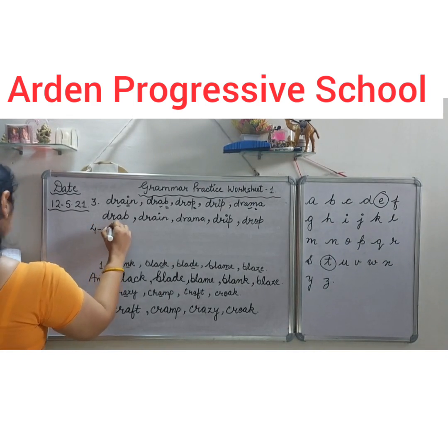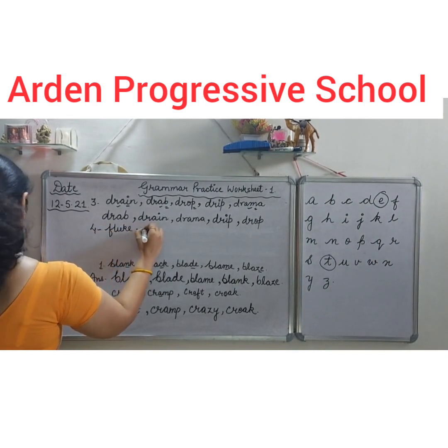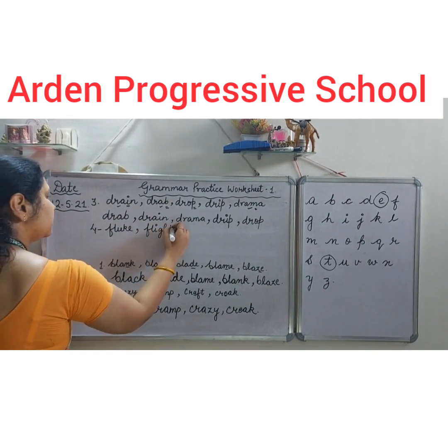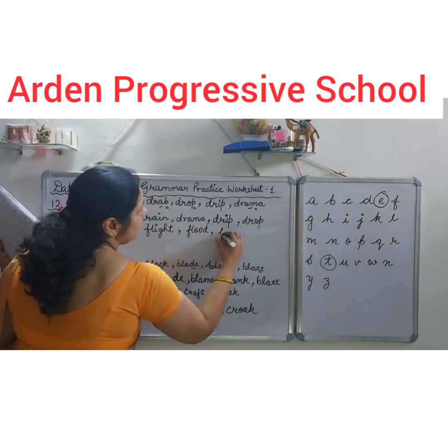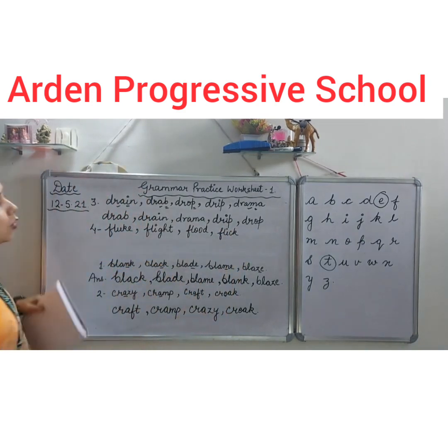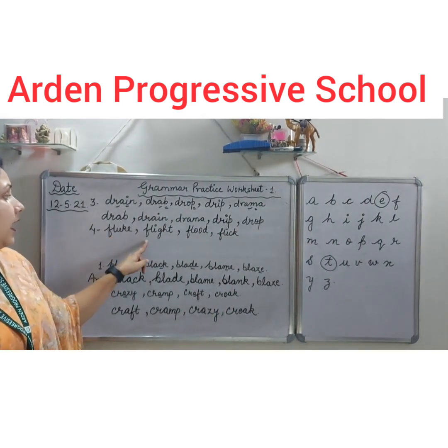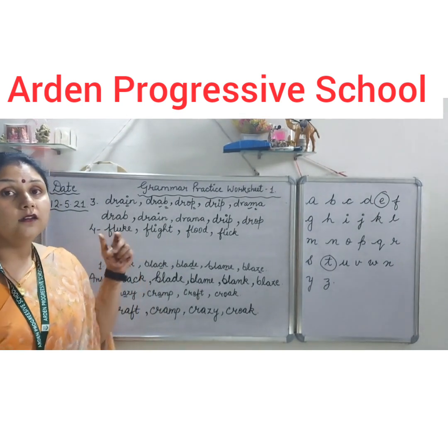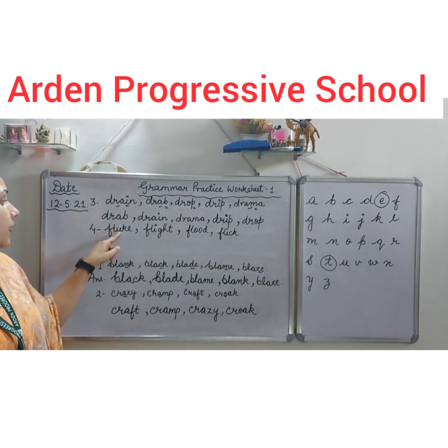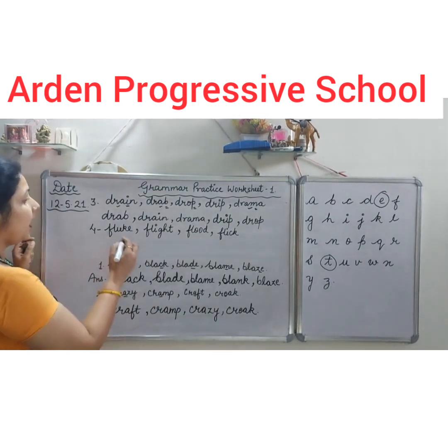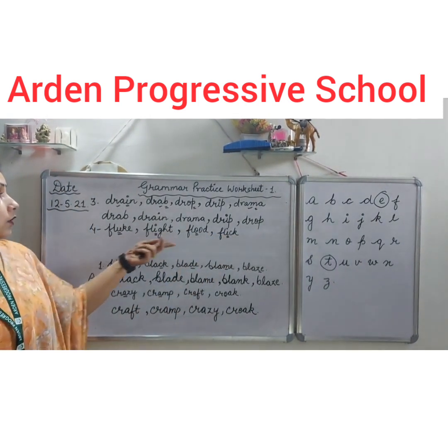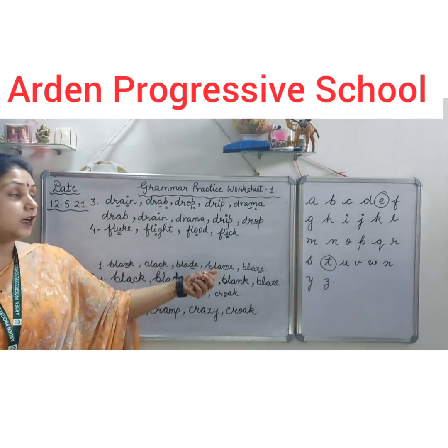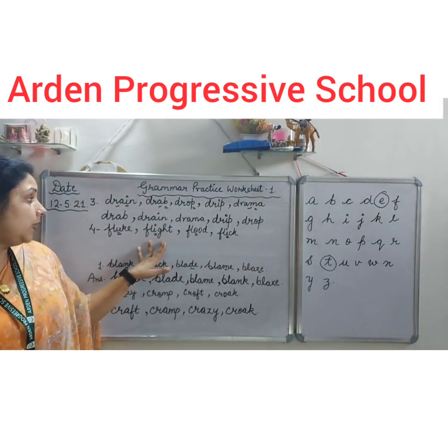Now, last, fourth one is F-L-U-K-E, fluke. F-L-I-G-H-T, flight. F-L-O-O-D, flood. And F-L-I-C-K, flick. So, again, four words are here and you have to arrange. F-L, F-L, F-L, F-L, common letters are here. You will compare the third letter in all the words. U is here, I, O and I. So, what you will do? O will come first or I will come? I will come first.